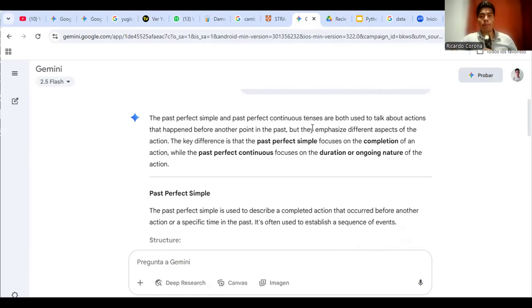The past perfect and past continuous tenses are both used to talk about actions that happen before another point in the past, but they emphasize different aspects of the action. The key difference is that the past perfect simple focuses on a completed action that happened in the past, and the past perfect continuous focuses on the duration, the ongoing nature of the action.